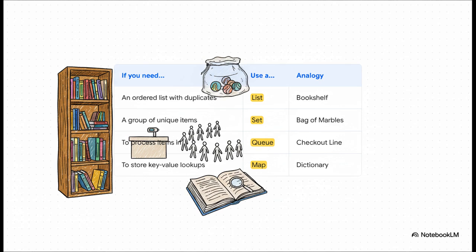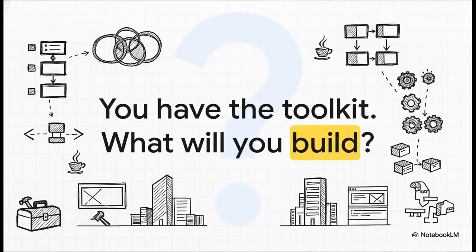For processing tasks in a fair, first-come, first-served way, it's always going to be a queue. And finally, whenever you need to link one piece of data to another for a quick lookup, you'll reach for a map, your own personal dictionary. So there you have it. Lists, sets, queues, and maps. These are the fundamental building blocks for just about any data handling you'll do in a modern Java application. And really, understanding which one to use and when is a huge part of being a great developer. You've got the toolkit now. The only question left is, what are you going to build with it?